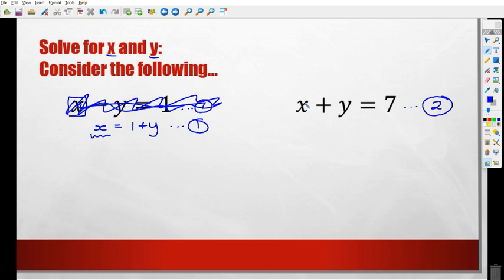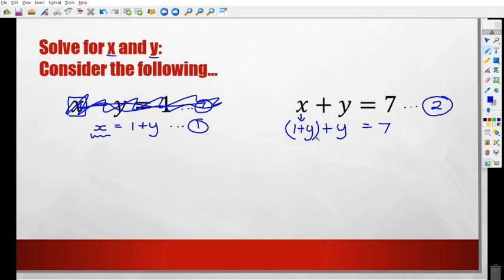All right. So we know what x is. What is x? 1 plus y. So that's my x. I'm going to put that in a bracket, getting some good habits. That's my x now. And then what's left over? I still have my plus, and I've got a y, and that's all equal to 7.